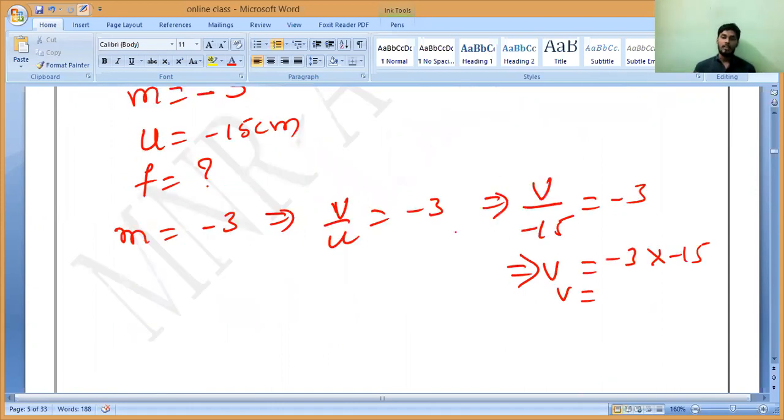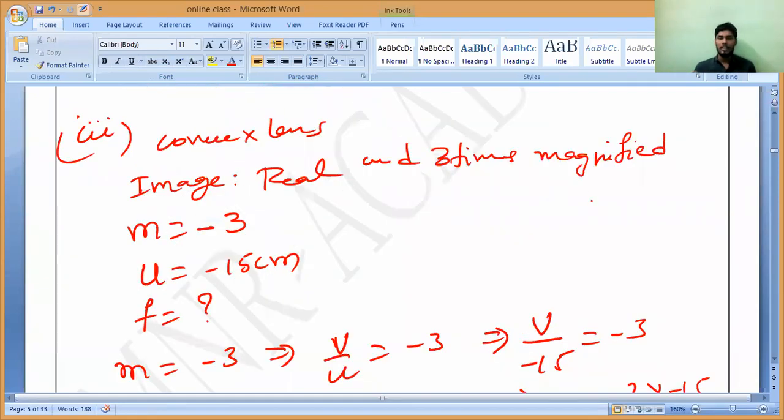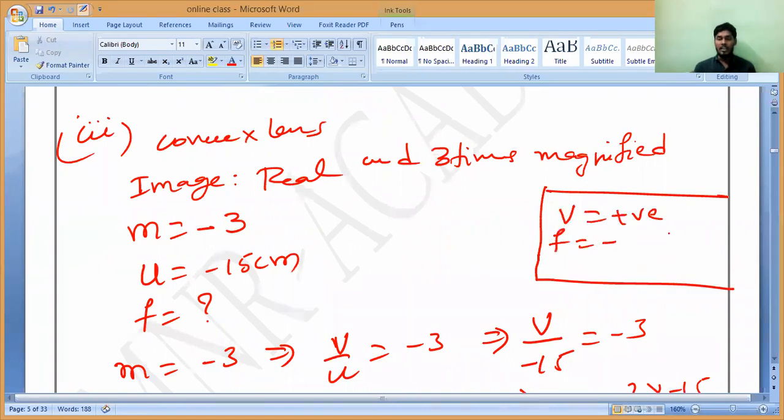-3 into -15 is plus 45 centimeter. So you verify here. Yes, sir, understanding, because it is forming a real image. Real image means what is the sign convention? V is positive. F is positive. And magnification is -3.